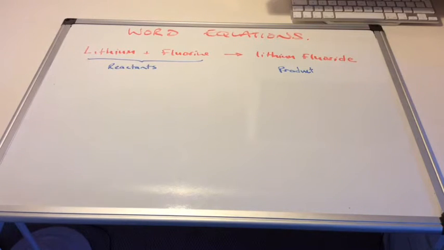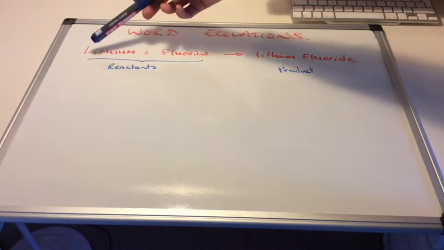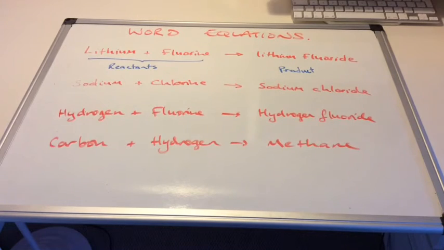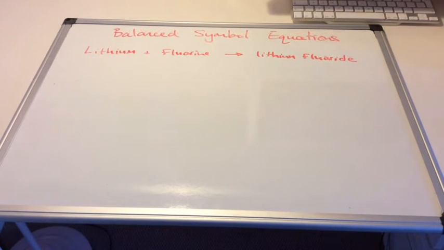So you can see on the left hand side of the arrow we've got the reactants. They're the chemicals that combine in the chemical reaction, and after the arrow we have the product or products. Sometimes there's more than one product, but in this example we've only got one. And there's all the rest. So we've got sodium plus chlorine making sodium chloride, hydrogen plus fluorine making hydrogen fluoride, and carbon plus hydrogen making methane.